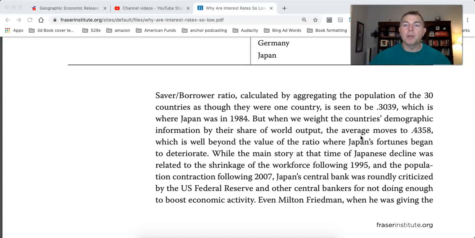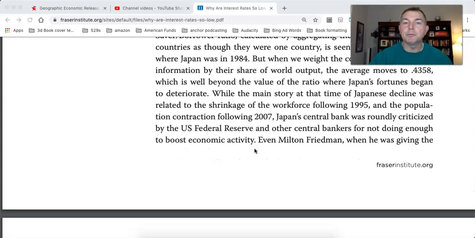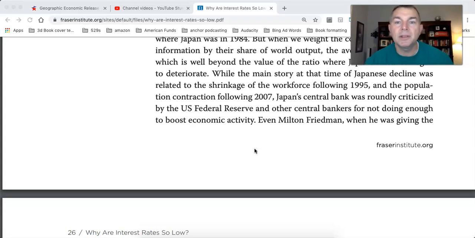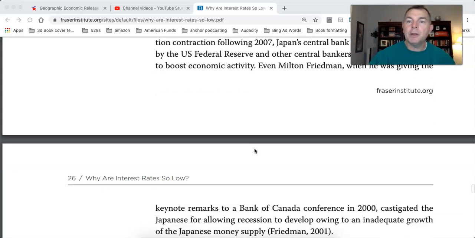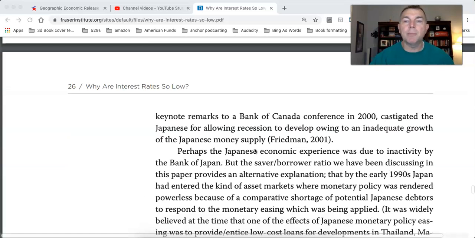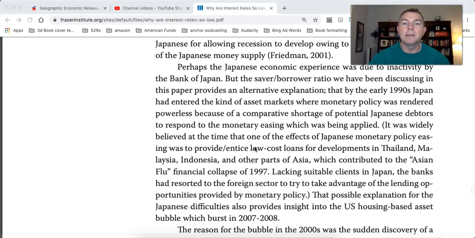Well, the main story of that time of Japanese decline was related to the shrinkage of the workforce following 1995, the population contraction following 2007. Japan's central bank was roundly criticized by the U.S. and other central bankers for not doing enough to boost economic activity. Even Milton Friedman, when he was giving the keynote remarks at the Bank of Canada conference in 2000, castigated the Japanese for allowing recession to develop owing to an inadequate growth of the money supply.